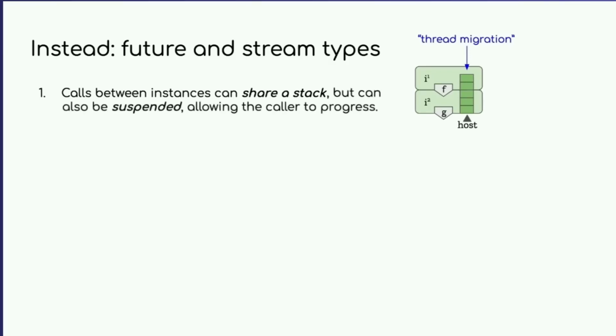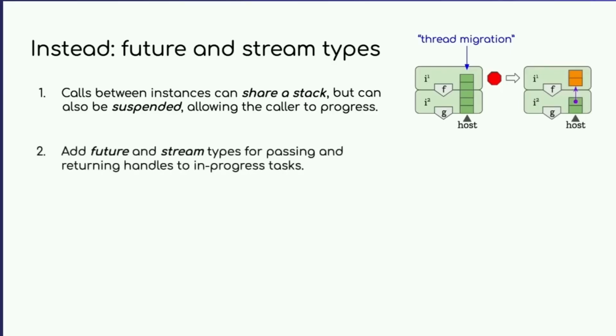But additionally, a callee can suspend itself, allowing the caller to make progress. So I1 can suspend itself, returning control flow to I2, which keeps running, holding a handle to the suspended F task. Next, we have future and stream types for passing and returning these handles to suspended tasks.